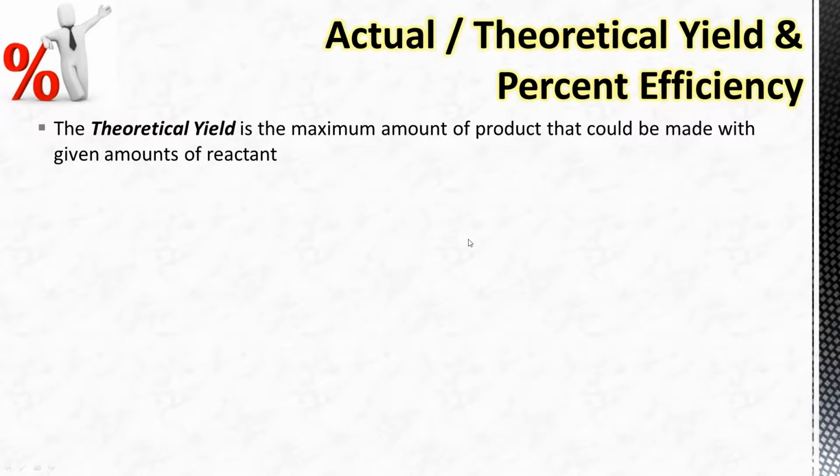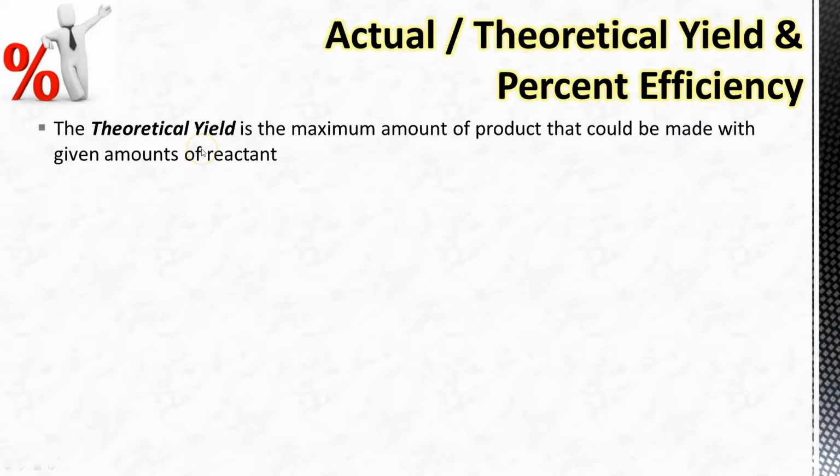Now, we should look at something called actual and theoretical yield and percent efficiency. Now, no equation is perfect and no equation goes to completion. There's always going to be a little bit left over. Think of it as when you're baking a cake. You're never going to make everything that you put in there. There's always going to be some stuff to the beaters, some stuff to the pan, some stuff to the bowl. You're going to lose a little bit.